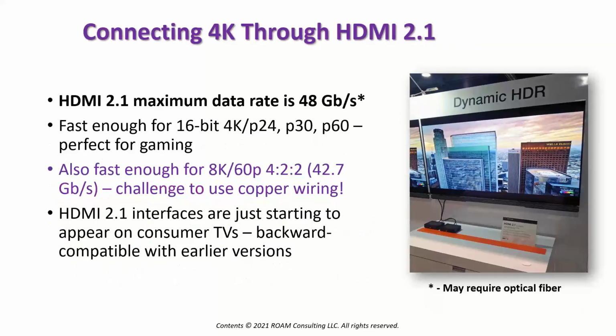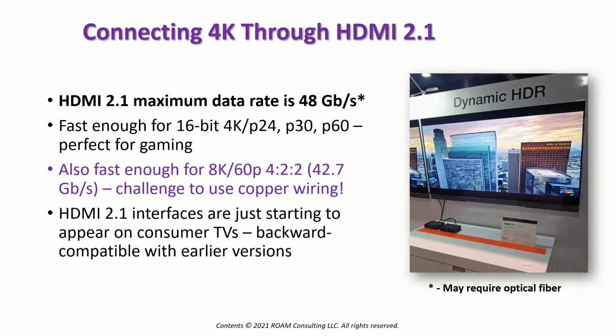Now we have a faster version coming out, HDMI 2.1. The data rate on this went up quite a bit. It went up to 48 gigabits a second. And I put an asterisk there because at the moment, it's very difficult to run that fast a data rate over copper, over any length of copper. So it might require an optical fiber connection to run at 48 gigabits a second.